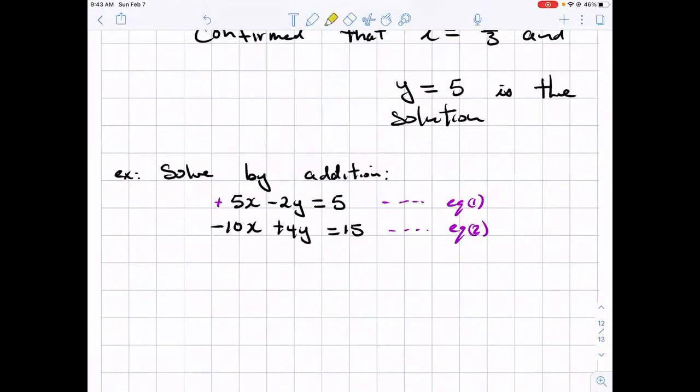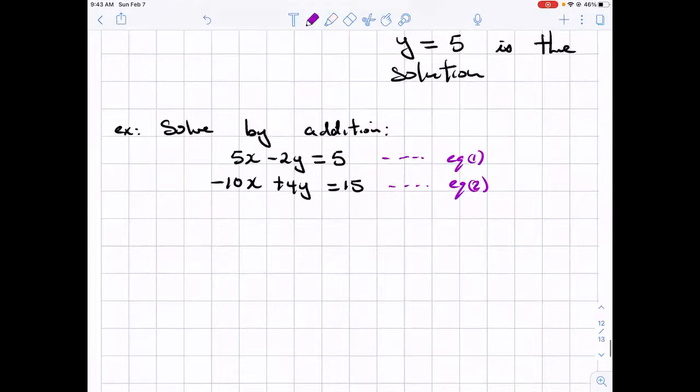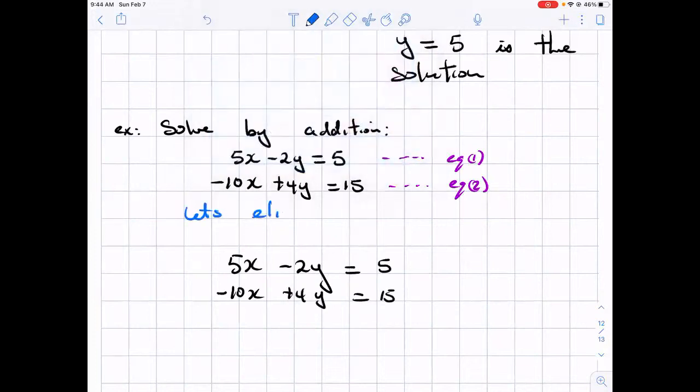So you'll notice that if this was a 10, this would have canceled. Okay? Or if this was a 4, the y would have canceled. So you just have to decide on which one. So let's eliminate the y's. So 5x minus 2y is equal to 5, and minus 10x plus 4y is equal to 15. So I said, let's eliminate the y. Okay, that's what I've chosen.